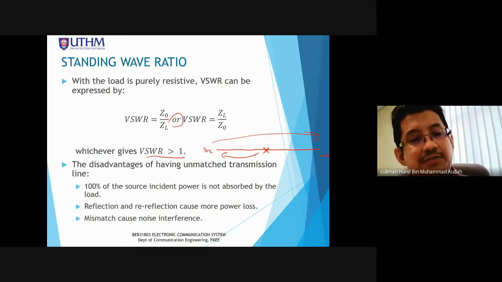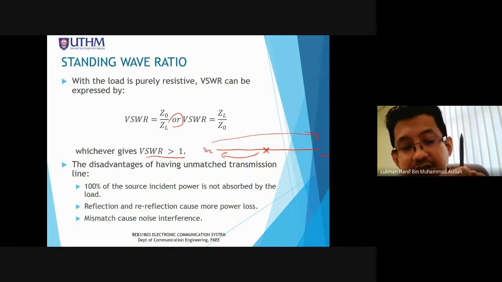Okay, tapi kita bukan nak mengharapkan menggunakan unmatched transmission line. Kita harapannya adalah menggunakan matched transmission line. Ideally, we want to have a matched transmission line. Okay, that's the ideal case.